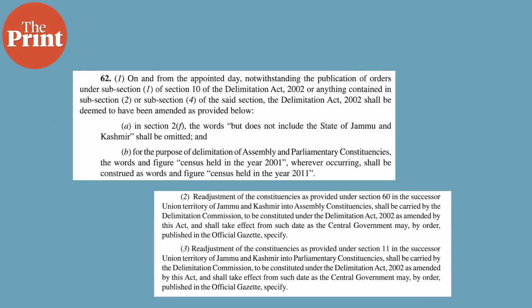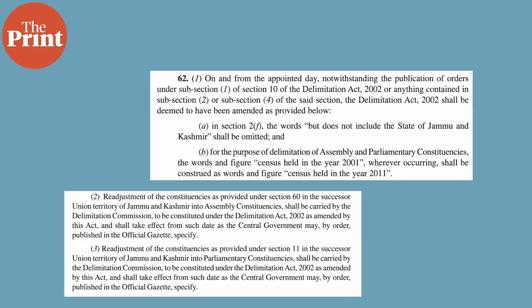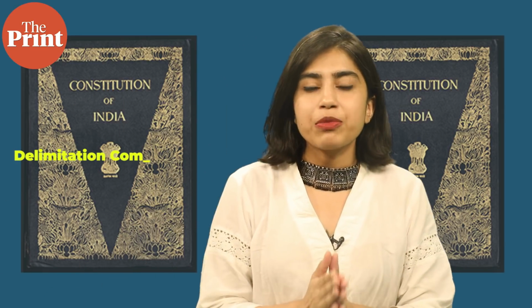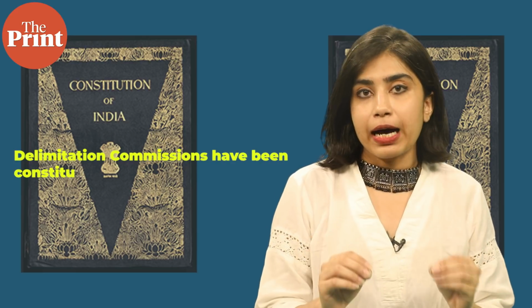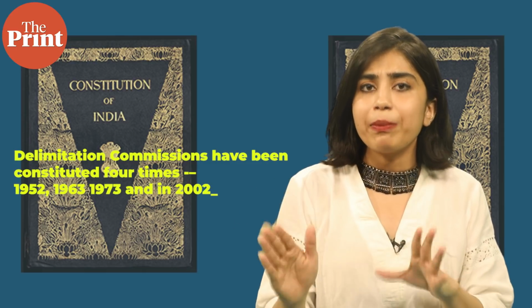So the exercise has been conducted in accordance with the provisions of the 2019 Reorganization Act, but the law is currently under challenge in the Supreme Court. Additionally, the delimitation process is currently frozen across the country. Delimitation commissions have been constituted 4 times in the past in India, in 1952, 1963, 1973 and in 2002, and the constitution was amended in 2002 to freeze the exercise throughout the country till the first census after 2026 is published. That means the exercise will only take place once the 2031 census data is published. In 2002, this exercise was frozen separately in Jammu and Kashmir till 2026 as well.